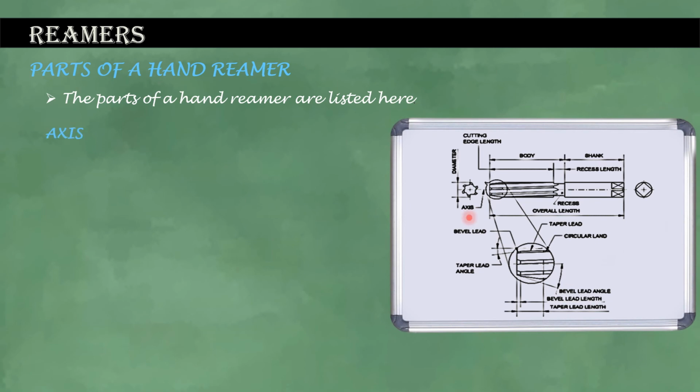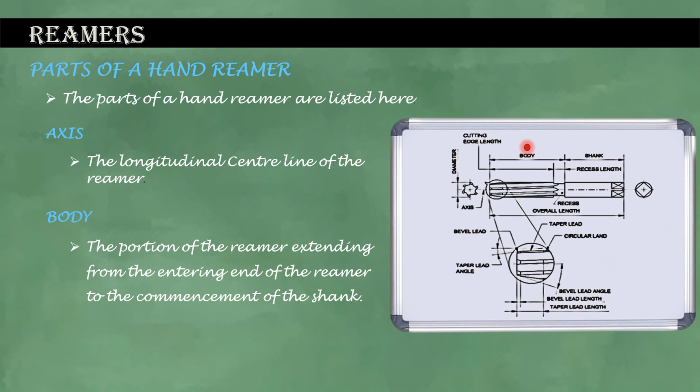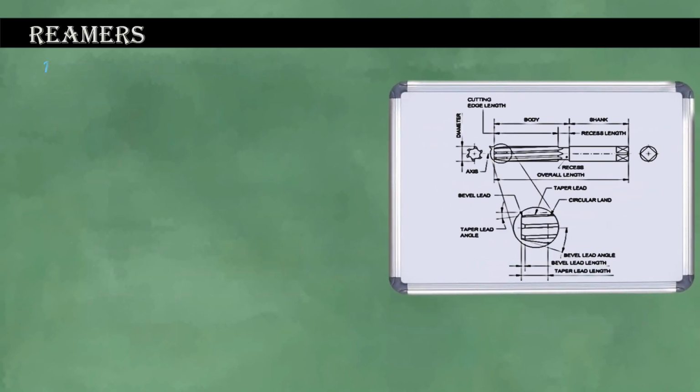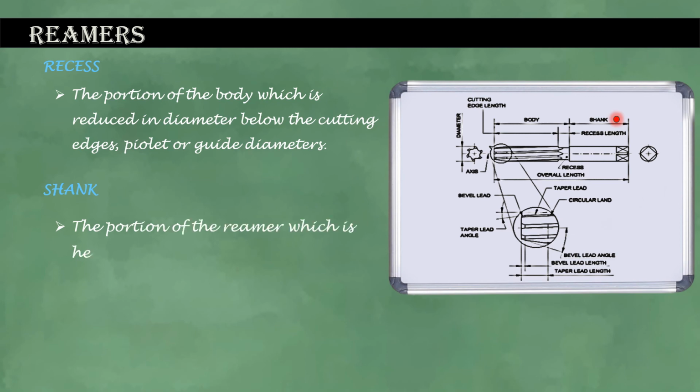Axis. The longitudinal center line of the reamer. Body. The portion of the reamer extending from the entering end of the reamer to the commencement of the shank. Neck. The portion of the body which is reduced in diameter below the cutting edges, pilot or guide diameters. Shank. The portion of the reamer which is held and driven. It can be parallel or taper.